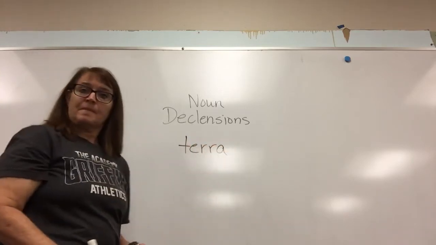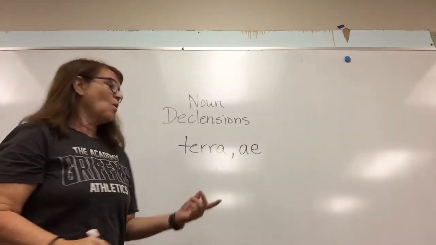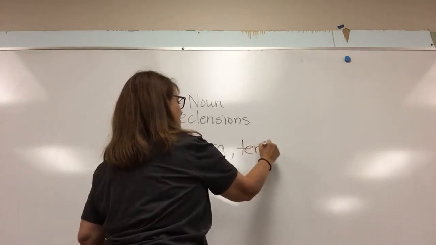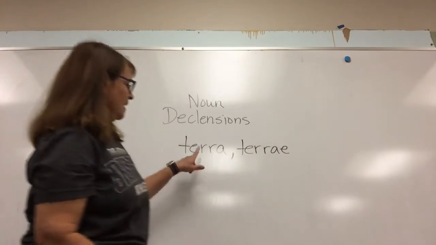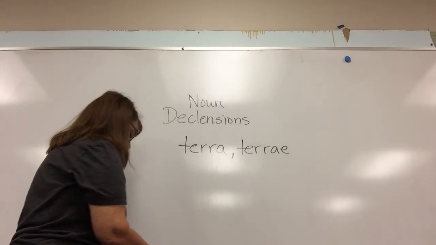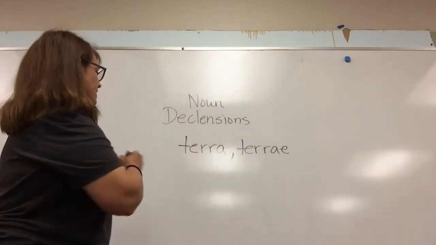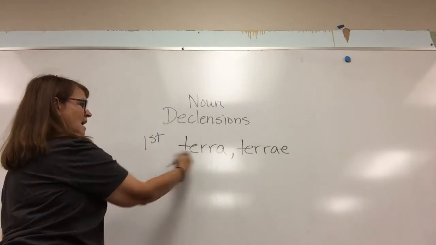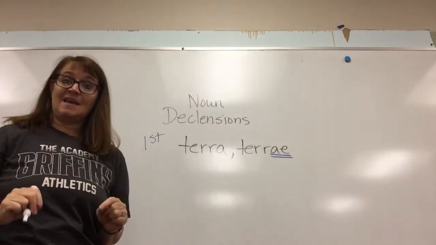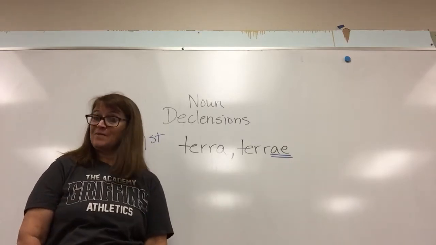Terra, and then the vocab will do ae. Okay, or it might write out the whole second part. And I'm going to tell you what these 2 parts are. Okay, this is the nominative and the genitive. Okay, I love color, so I'm going to get some color going here. Let me use blue. Okay, we know this is a first declension noun because the genitive singular ends in AE. All nouns whose genitive singular end in AE belong to the first declension.